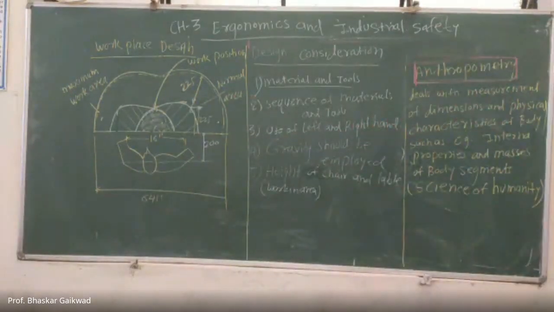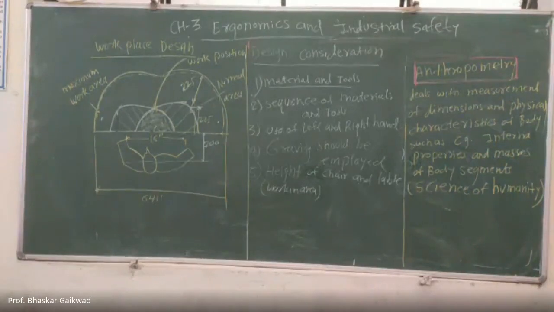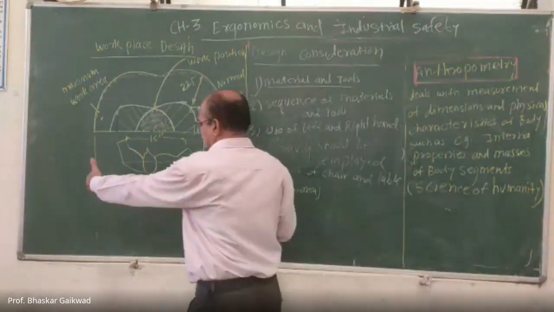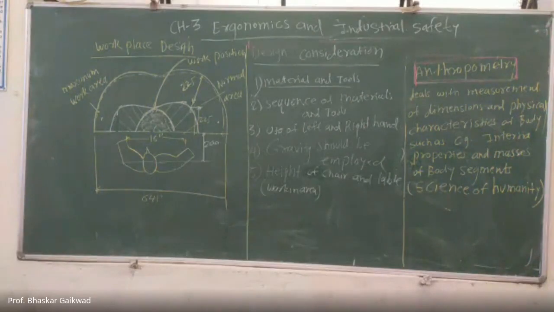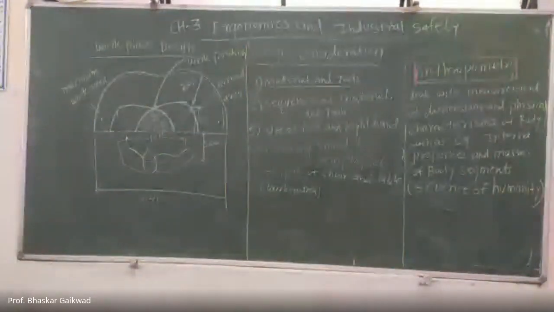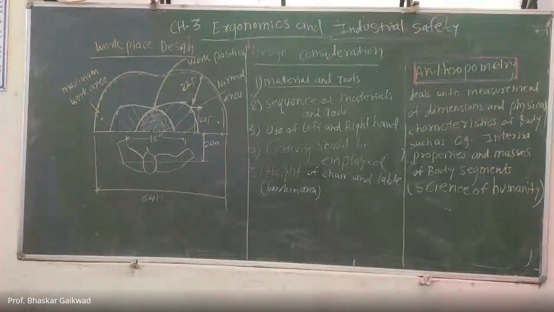So while designing the workplace, the chair height and the distance from the workplace should feel comfortable to the operators. In our workplace design, what I have shown here, from the center, this height is 200 and this area is 64. The height may be around 2 feet. The main reason is that while doing the assembly, the worker should feel very comfortable.